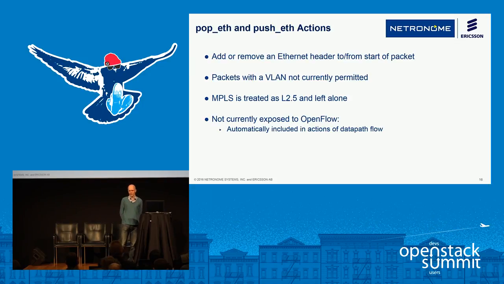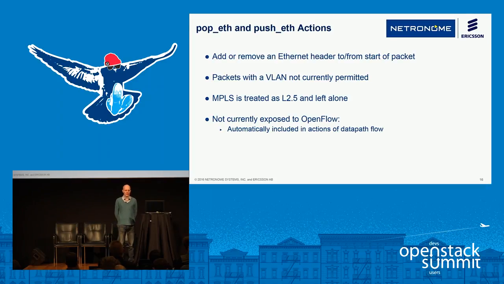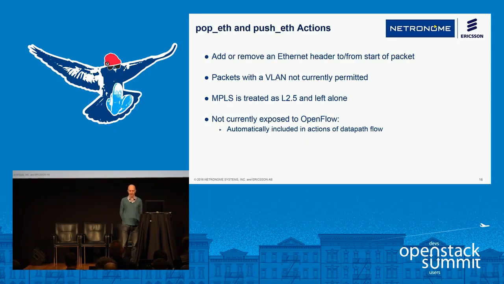MPLS is neatly left alone for now, which is nice because MPLS is often a headache. And these push and pop Ethernet actions are not exposed up to OpenFlow. They're just internal actions which are managed by the OVS user space at this time. So you can see them when you dump the flows, but you can't add them or remove them as such using rules.